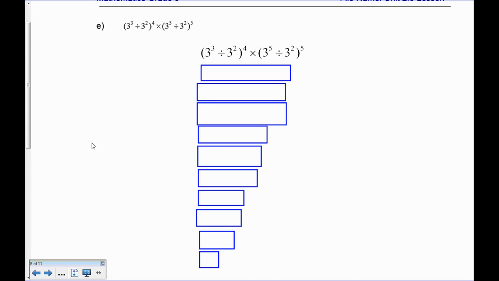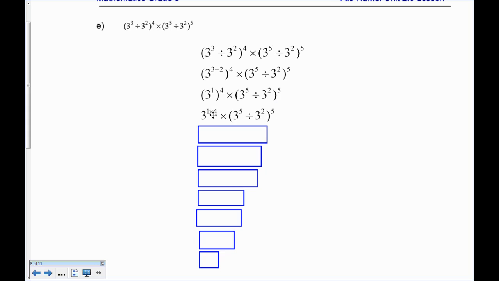All right, so we've got two sets of brackets again. 3 to the power of 3 divided by 3 to the power of 2. Now when you divide powers that have the same base, we subtract the exponents. So this becomes 3 take away 2, which gives us 3 to the 1. All right, now we'll deal with 1 to the 4. 1 times 4, because we're crossing brackets, gives me 3 to the 4.